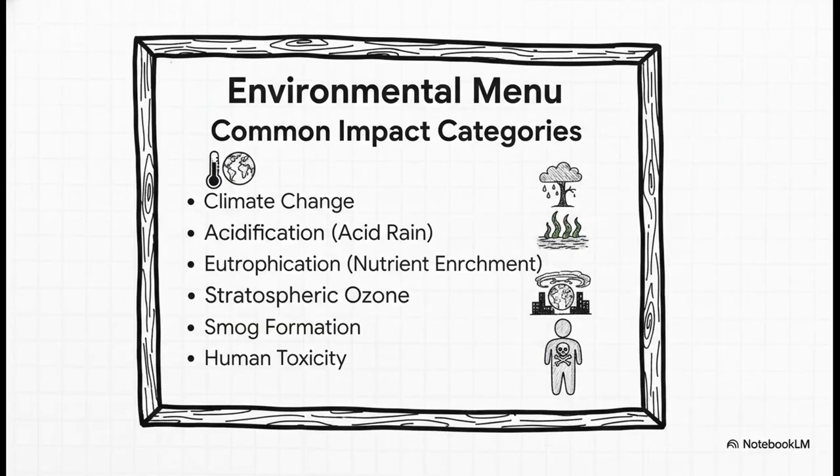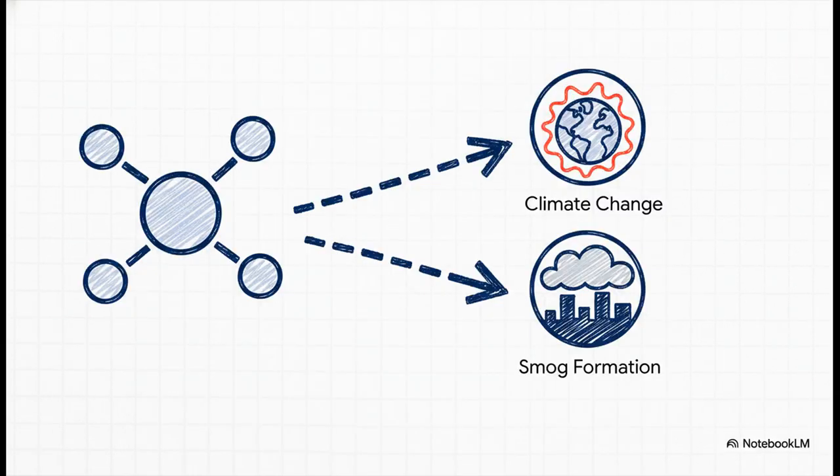So what are these dishes we're sorting everything for? Well, in the biz, they're called impact categories. And here are some of the heavy hitters on the environmental menu. You've got climate change, of course, that's the big one everyone's heard of, but there's also acidification, acid rain, eutrophication, which is what causes those nasty algae blooms in lakes, and a whole bunch of others, like ozone depletion and smog.